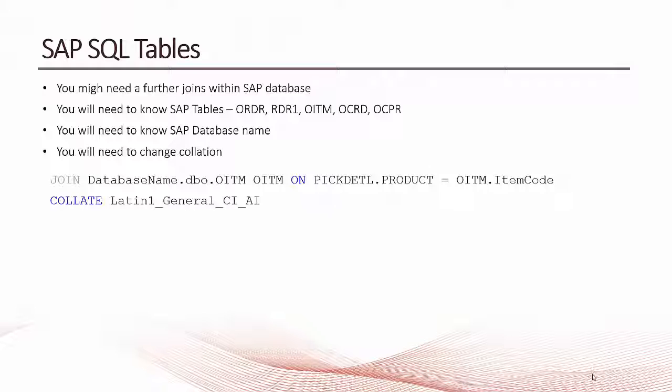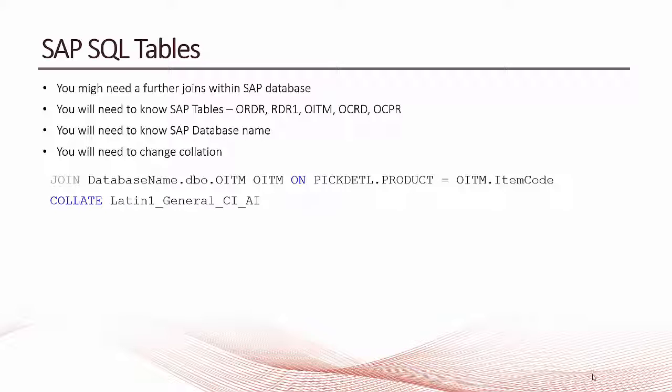You might also need to consider that you might bring some additional data into the view or the delivery note, and you might require further joins within the SAP database or any other ERP system. If you need to make joins on the SAP database, it's good to understand the SAP tables. The main ones for the order are ORDR, which is the header, and RDR1, which is the line details, OITM, which is the item master record, OCRD, OCPR, and the other ones.